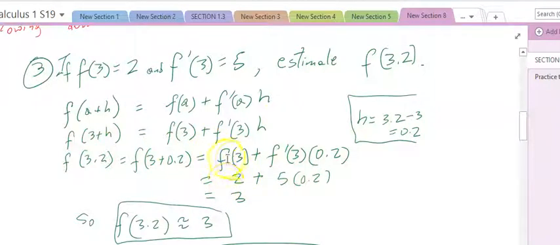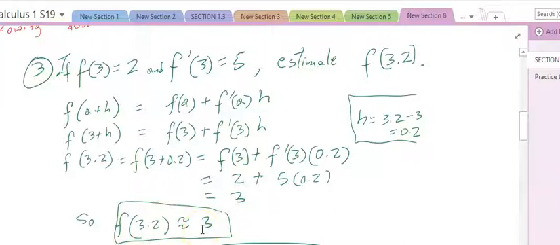And so we're going to have f of 3, which is 2, plus f prime of 3, which is 5, times 0.2. So overall, we get equal to 3. So our estimate for the function value at 3.2 would be equal to 3.